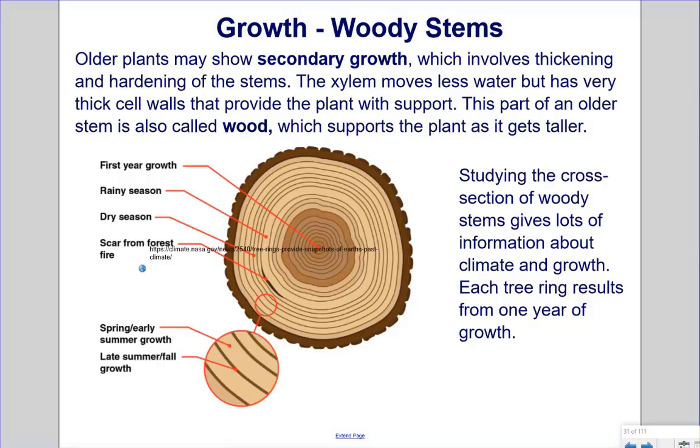Growth, woody stems. Older plants may show secondary growth, which involves thickening and hardening of the stems. The xylem moves less water but has very thick cell walls that provide the plant with support. This part of an older stem is also called wood, which supports the plant as it gets taller. Studying the cross-section of woody stems gives lots of information about climate and growth. Each tree ring results from 1 year of growth.